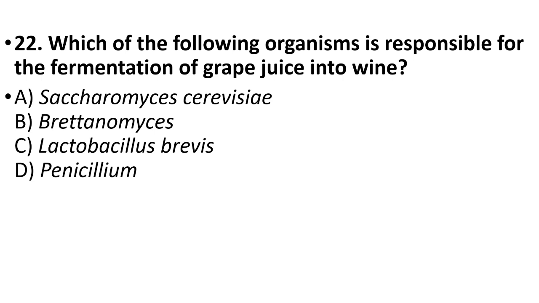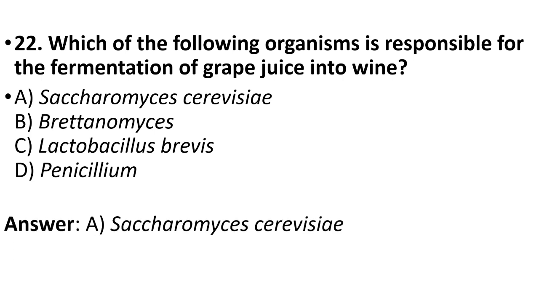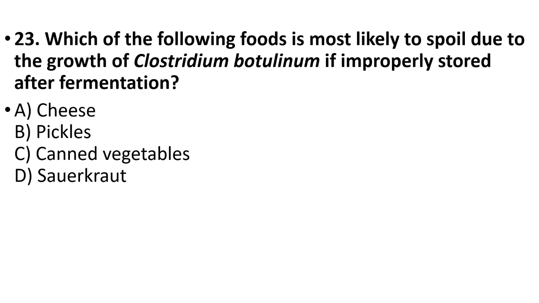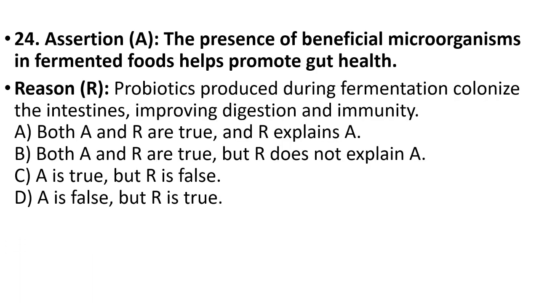22. Which of the following organisms is responsible for the fermentation of grape juice into wine? Saccharomyces cerevisiae, Brettanomyces, Lactobacillus brevis, Penicillium. Here appropriate answer is option A, Saccharomyces cerevisiae. 23. Which of the following food is most likely to spoil due to the growth of Clostridium botulinum if improperly stored after fermentation? Cheese, pickles, canned vegetables, sauerkraut. Your answer is option C, canned vegetables.